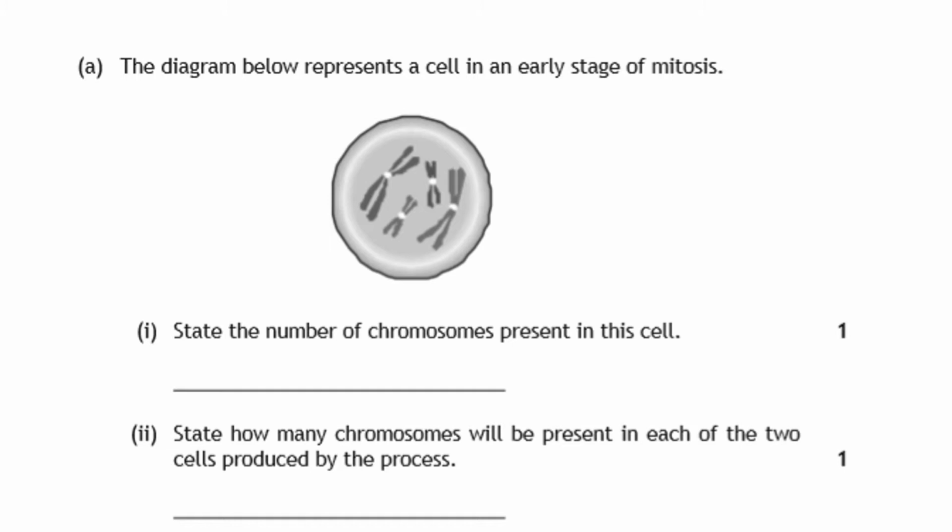The diagram below represents a cell in the early stage of mitosis. State the number of chromosomes present in this cell. So all we've got to do is count. Look, there's one chromosome, 2, 3, 4. So there are 4 chromosomes in that cell, right?